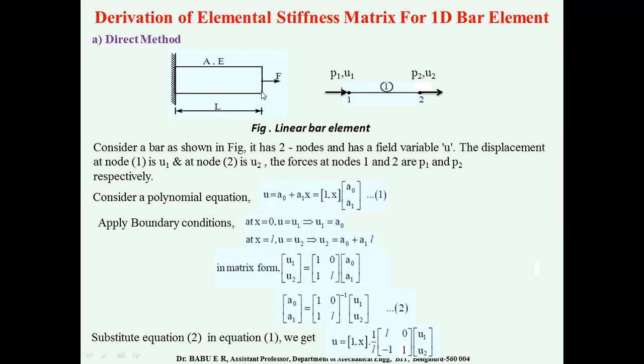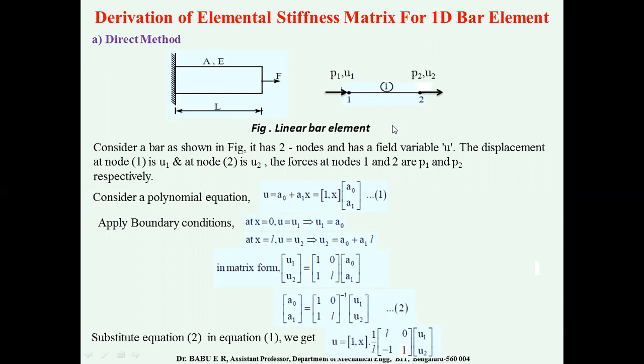Let us consider a bar of uniform cross-sectional area A having Young's modulus E subjected to the force F, having a length of L. Now represent this bar element in finite element model. It is modeled by a two noded element. So at node 1, let us assume that the displacement is U1. At node 2, the displacement is U2. Also assume that at node 1, it is subjected to a force of P1. At node 2, it is subjected to a force of P2.